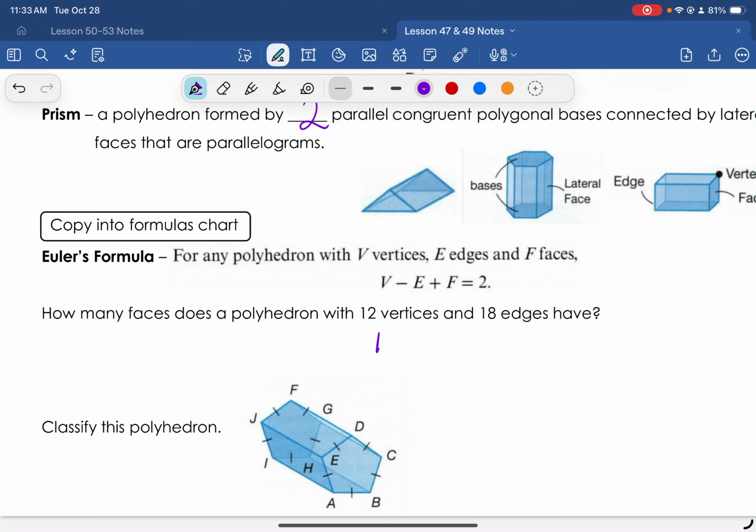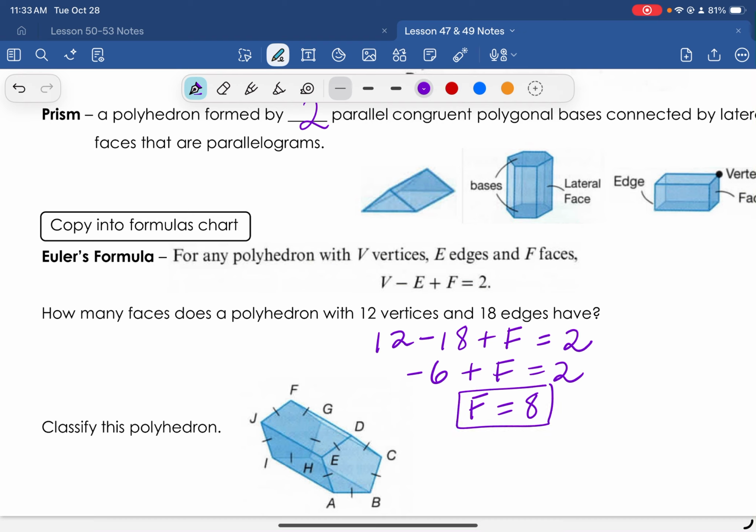Okay, vertices is 12 minus edges is 18 plus F, that's what we're solving for, so we don't know how many faces it has, equals 2. We combine like terms over on the left and we get -6 plus F equals 2. We add the 6 to the other side, which means the number of faces is 8.